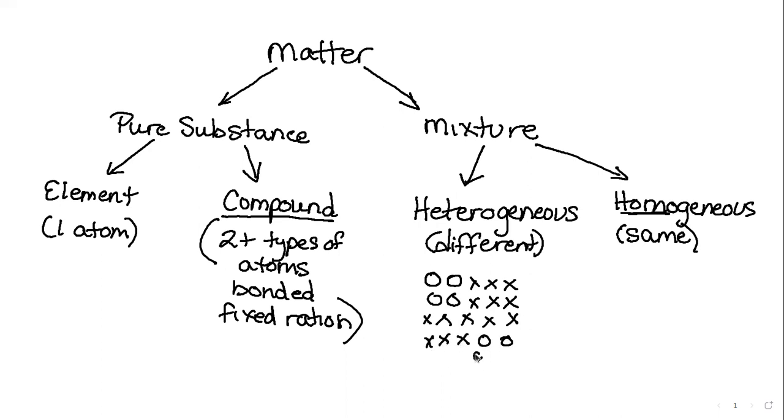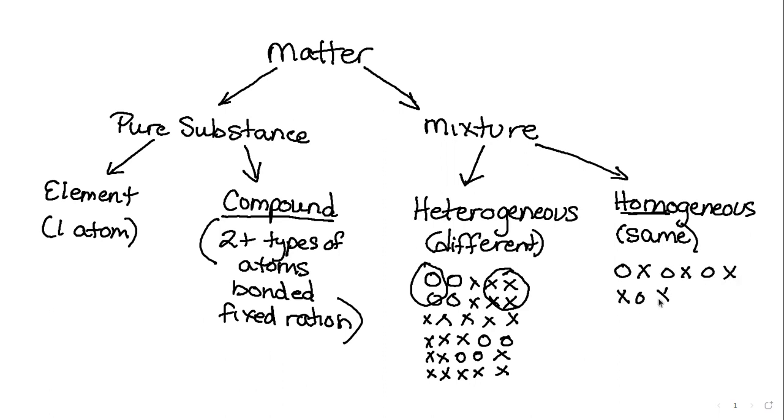Then we've got some more of these going on here, and then we've got more X's. Okay, so if I took a sample from here and a sample from here, they would be different. Where a homogeneous mixture is like, see how they're all evenly mixed together? So if I took a sample from here, I have one X and I have one O. If I took a sample from here, it's one X and one O.